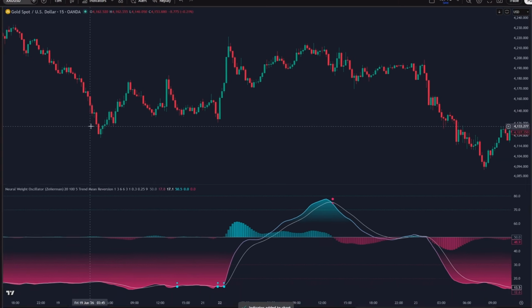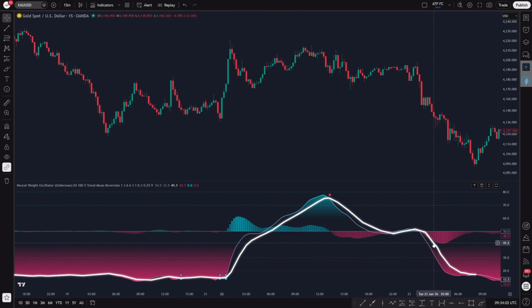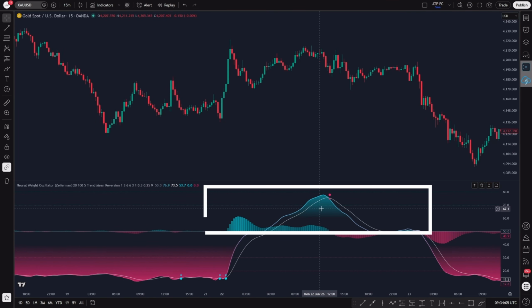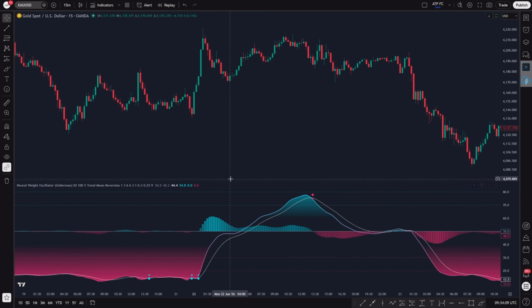On the chart, it is plotted as a smooth white line inside a shaded band with 2 colors, blue above the 50 midline and pink below it, and it gets thicker the further the reading moves from the center.